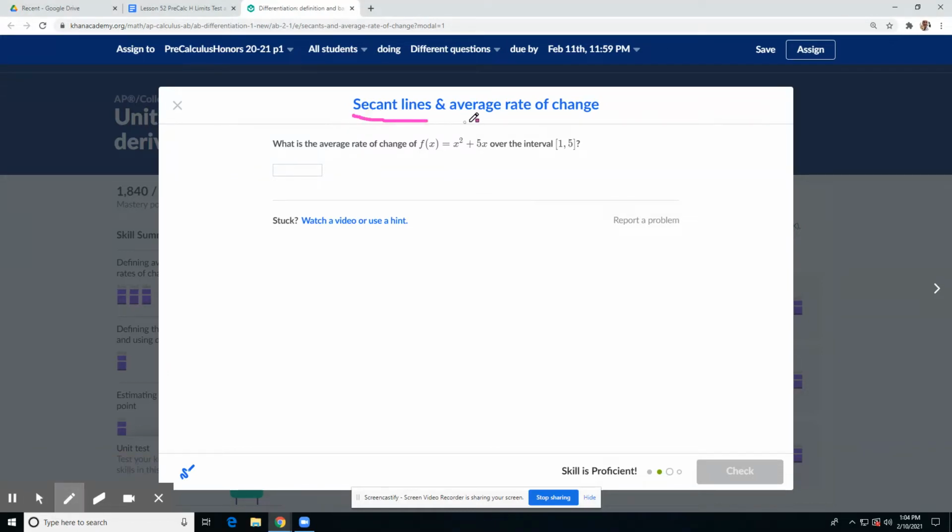We are looking at secant lines and average rate of change. So the average rate of change is basically an average idea. We are taking the change in y's, the outputs, and dividing it by the change in x's, the inputs. We're usually given 2 points here. The change is defined as subtracting the two numbers with the biggest number coming first.